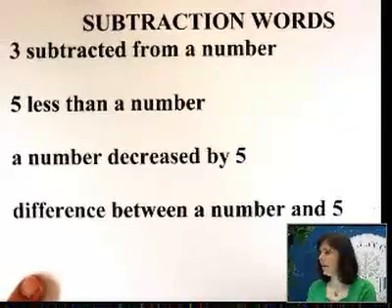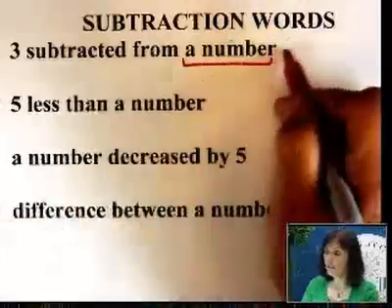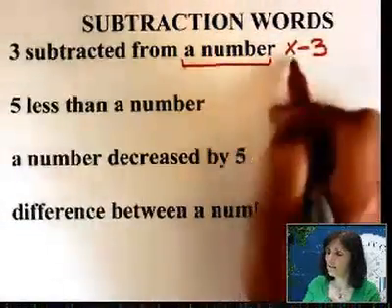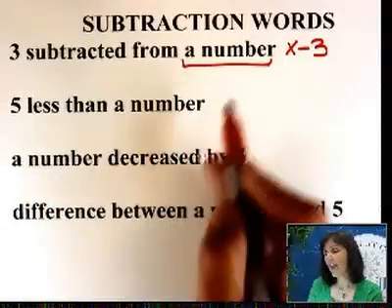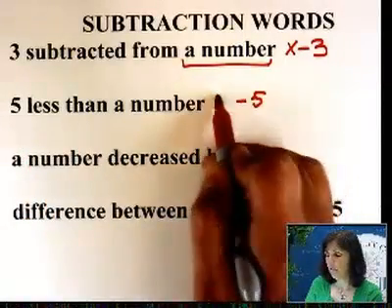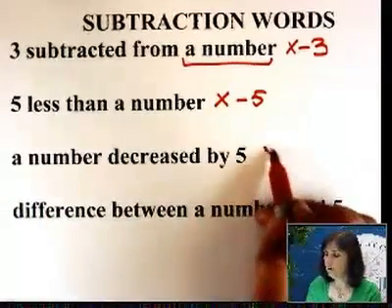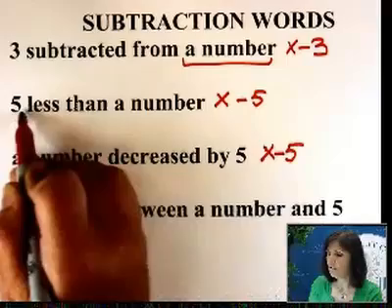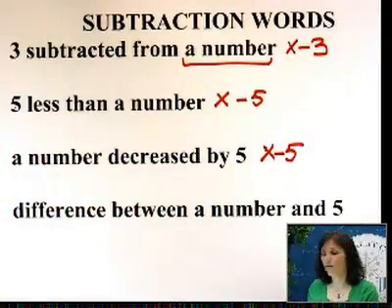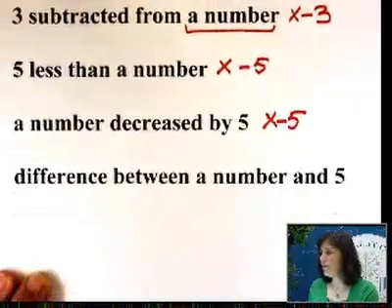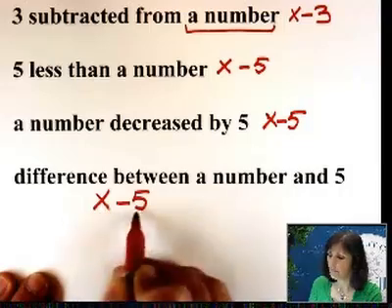Subtraction words. 3 subtracted from a number is like X again. 3 subtracted from it, so here it is. A number goes first, 3 is subtracted from it. 5 less than a number, again, 5 is less than a number. A number is decreased by 5. So make sure you see this: 5 goes next and the number goes first, and there's a lot of room for confusion there. Difference between a number and 5. A number goes first and 5.